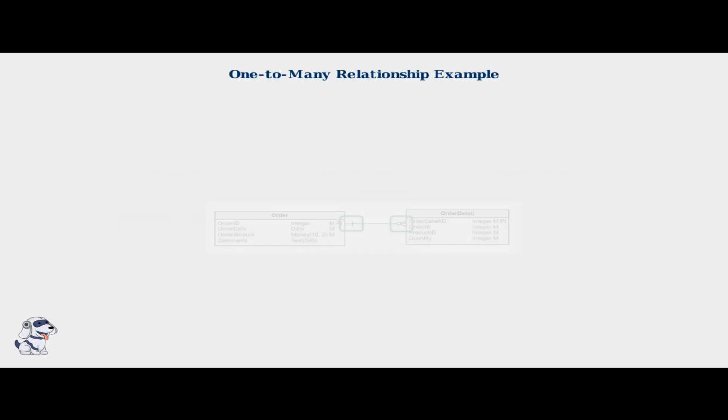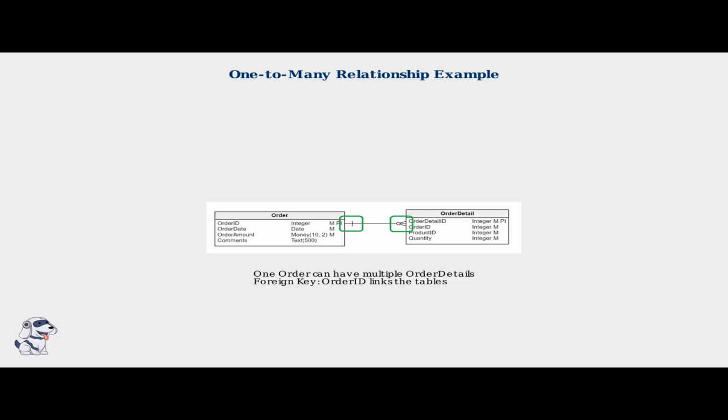A one-to-many relationship is the most common type. Here we see an order table connected to an order detail table. One order can have multiple order details, but each order detail belongs to exactly one order. The order ID serves as a foreign key in the order detail table.